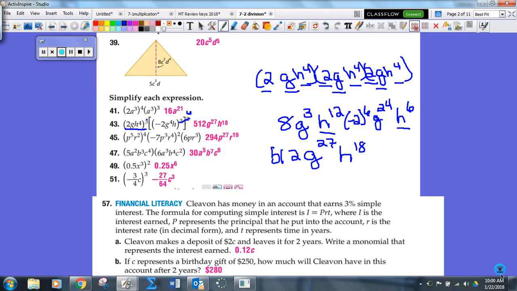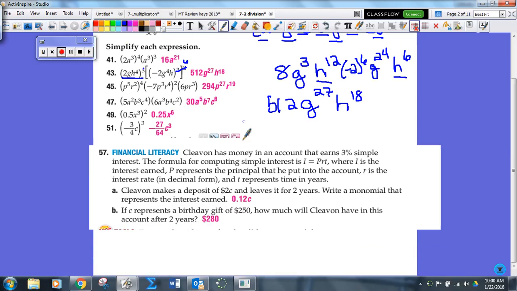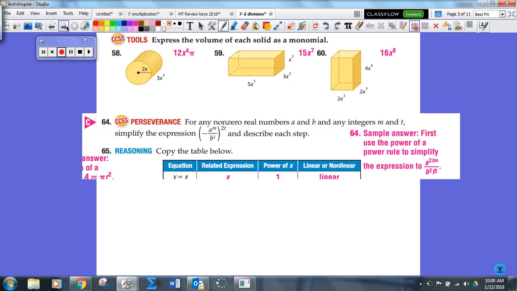And there is the answer to 57. And here are the last answers. Again, if you have any questions on any of these, please see me. You can ask me during class on Wednesday. Also, please feel free to pause the video as needed.